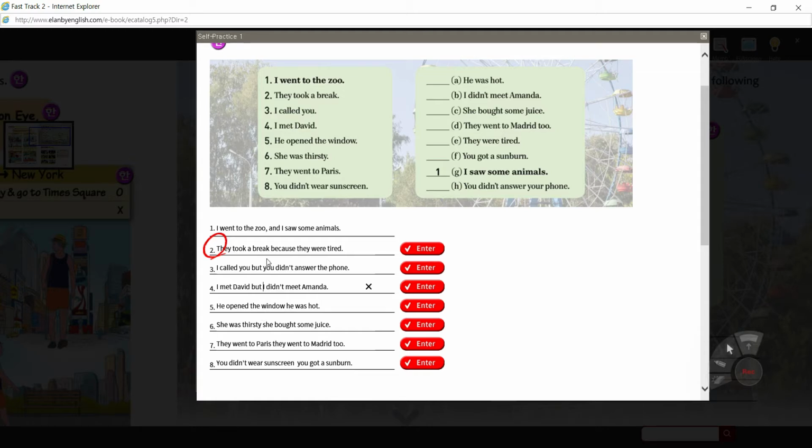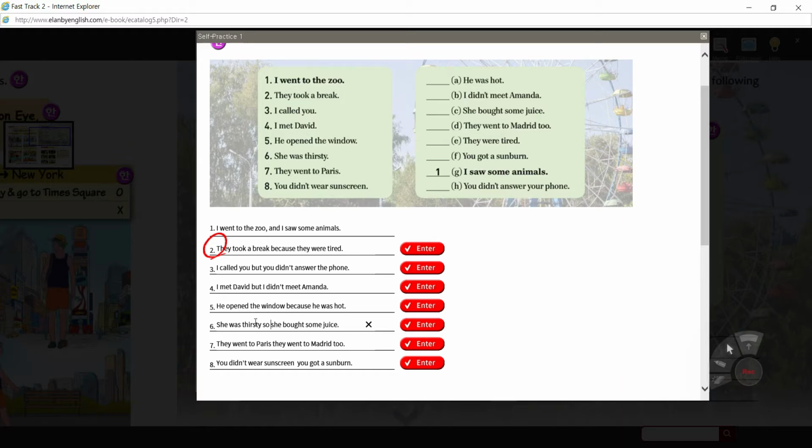Let's see. So we got one but and one because. He opened the window, he was hot. That's another because. So it sounds to me both because are done. So we only have 3 conjunctions left. She was thirsty, she bought some juice. That sounds like a result for sure. So I'm going to use so.